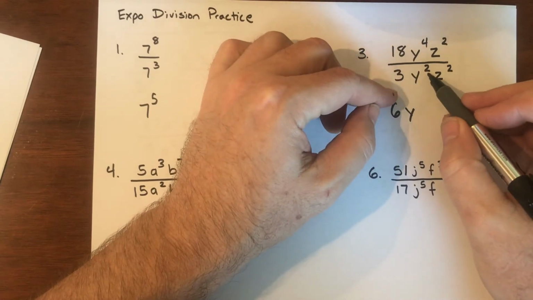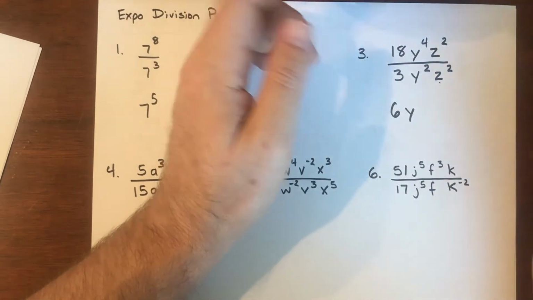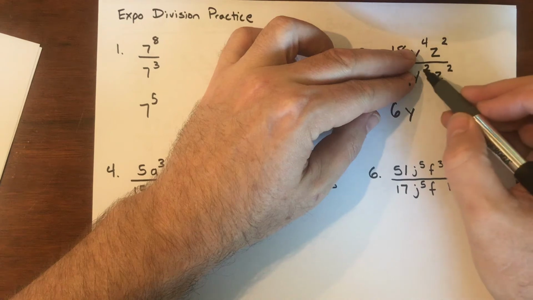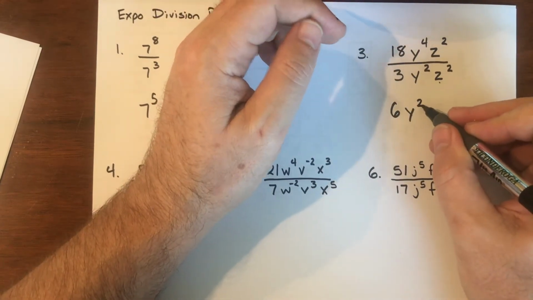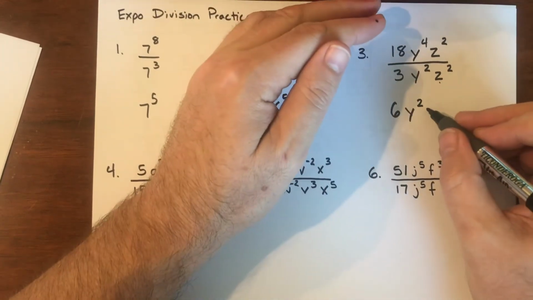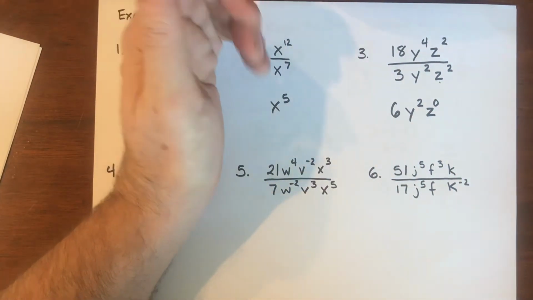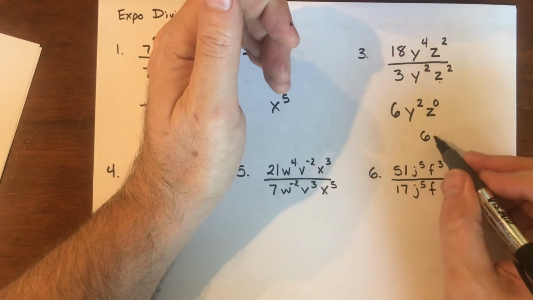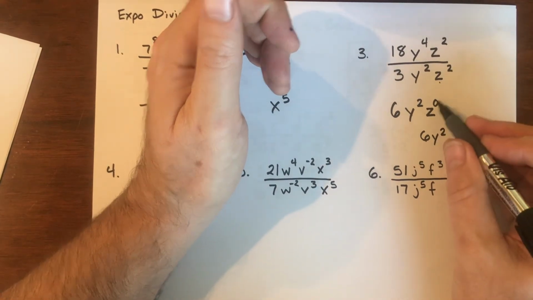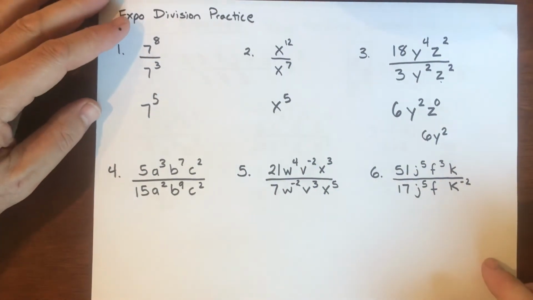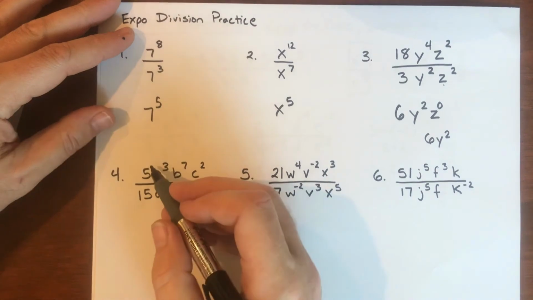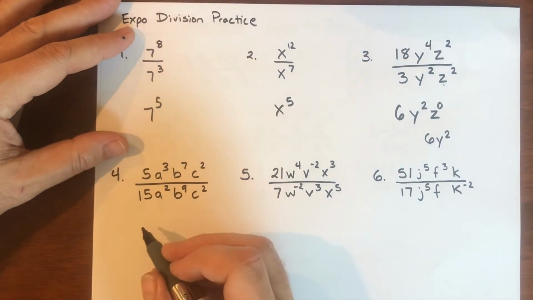That's a terrible 2. It looks, especially next to the z, I apologize. 4 minus 2 is going to be 2. Keep the base of z. 2 minus 2 is 0. If you got that, great. Of course, simplify to be 6y squared because the power of 0 is gone. Poof.